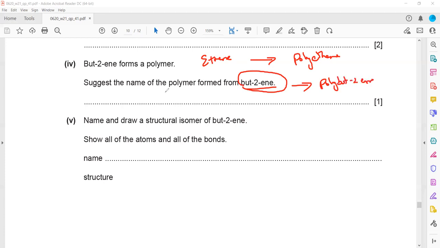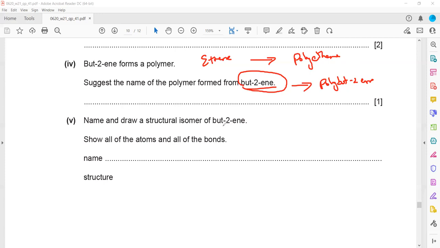So the name of the polymer will be polybutene, because polymers are always named after their monomer, and for alkenes, it is always an addition polymer. So if we have ethene, polyethene. If we have butene, polybutene.